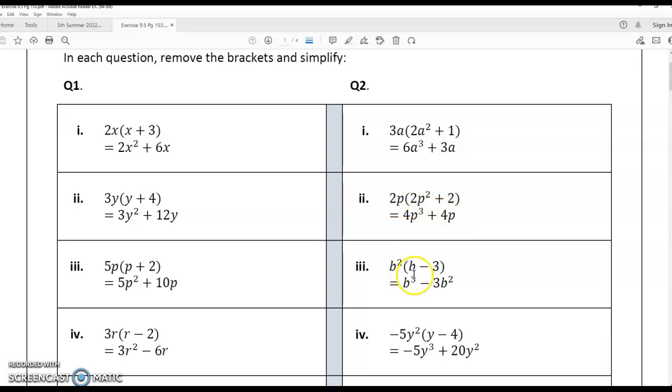b squared by b gives you b cubed. b squared by minus 3, be careful, sign, unlike signs give minus. Number 1 by 3 gives you 3, and it's 3 by b squared, so that's going to be 3b squared.